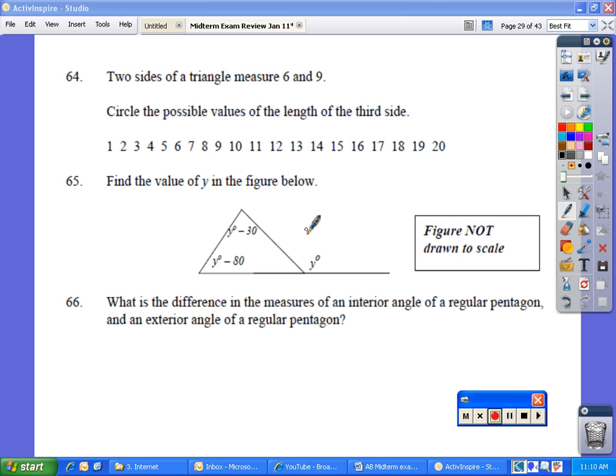All right, number 64. Two sides of a triangle measure 6 and 9. Circle the possible values for the length of the third side. Okay, so there was another part of the triangle inequality theorem. Triangle inequality theorem.